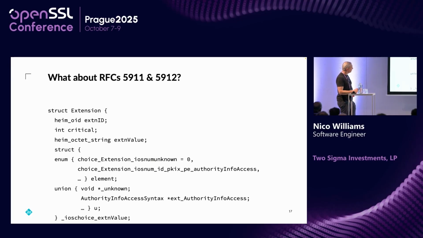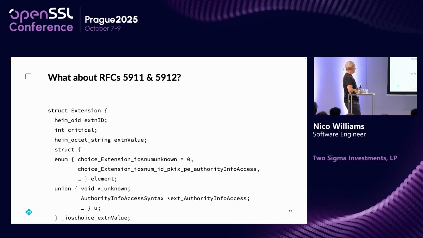So in Heimdal, this is what an extension looks like. So first we have the extnID, which you can see is a Heim OID type. OpenSSL, of course, would use something else, right? So this is where codegen controls would be nice. The BOOLEAN critical becomes an int. You might want bool or char or whatever. The extnValue is an octet string, and then we have this additional thing, which is a struct.